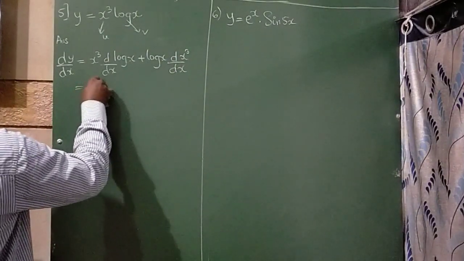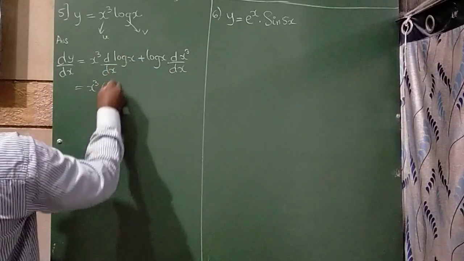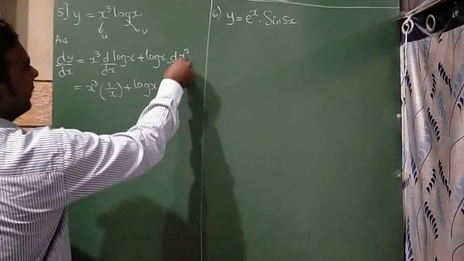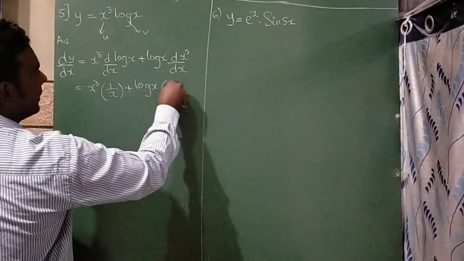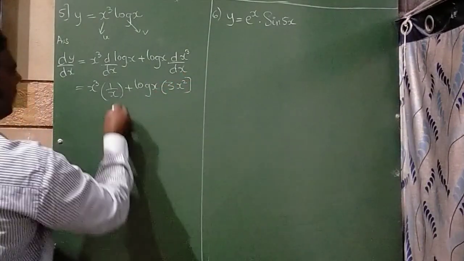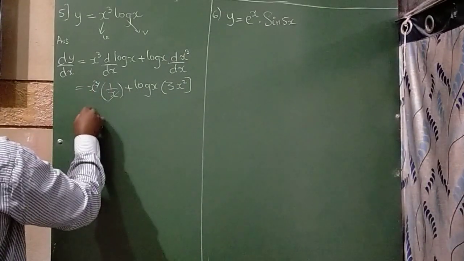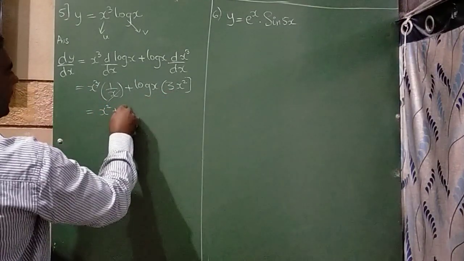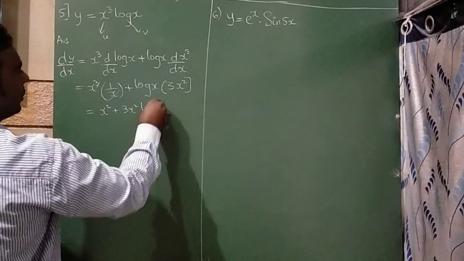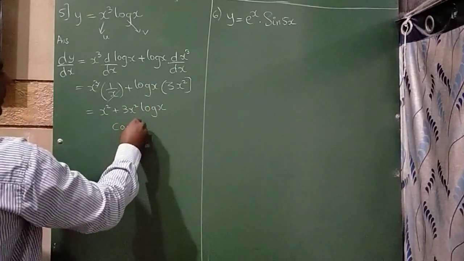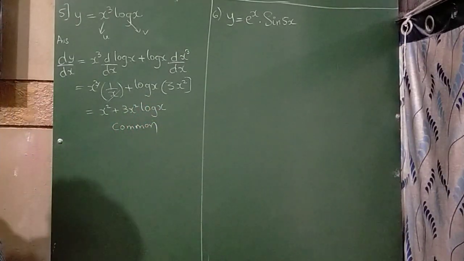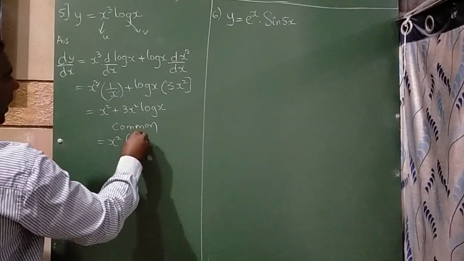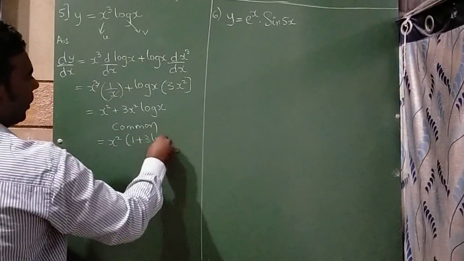So I will write x cube as it is. d by dx of log x is 1 by x, log x, d by dx of x cube is 3x square. Okay, this x and 1 by x get cancelled, so you are remained with x square plus, let me write this here, 3x square into log x. Now I'll take common. So common is x square.